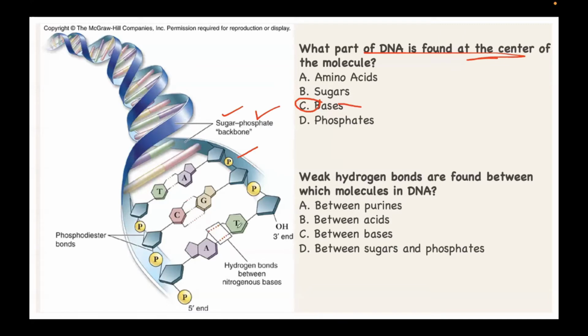Okay, sa ating complementary base pairs, si adenine, kapartner niya si thymine. Si cytosine, kapartner niya si guanine. Pareho po yung parehong pair na yon, meron po silang hydrogen bonds. Ang pinagkaiba lang nila, dalawa yung hydrogen bonds mo kay adenine and then kay thymine. Kay cytosine and guanine, tatlo yung hydrogen bonds mo. Okay? Pareho po yan, may mga hydrogen bonds. Nagkaiba lang sa number. Okay po ba? So, to answer our question, weak hydrogen bonds are found between which molecules in the DNA? Ang sagot doon, between your bases. Kasi nga po, between your nitrogenous bases na andoon ang ating mga hydrogen bonds.